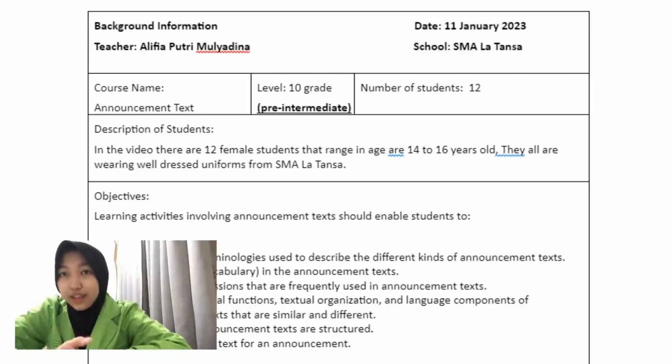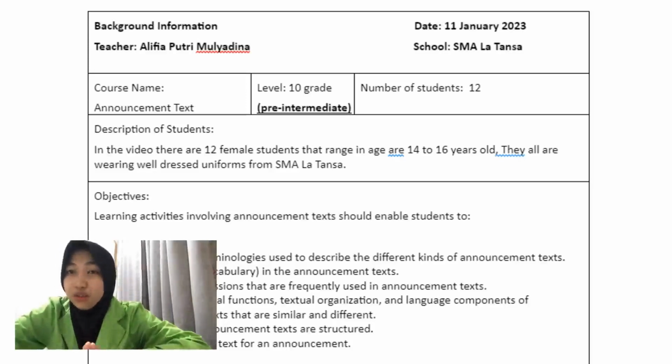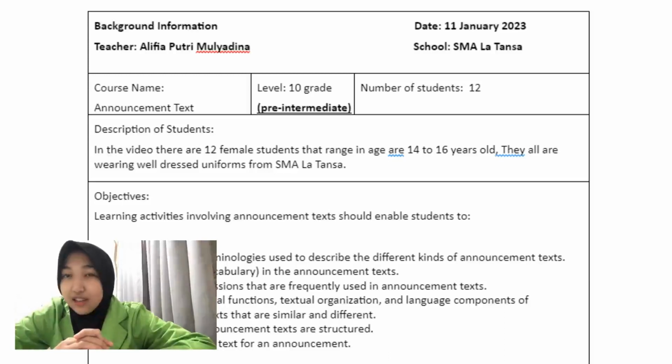So for the background of my methodology of TESOL observation, the worksheet that I did, for the background information, the teacher is Olivia Putri Mulyadina. The date of her teaching is on 11 January 2023, and the school name is SMA Tansa. The course name of the lesson is announcement text in English lesson, and the level is 10th grade. This is pre-intermediate. Also, the number of the students is 12. They are all female students in the class.